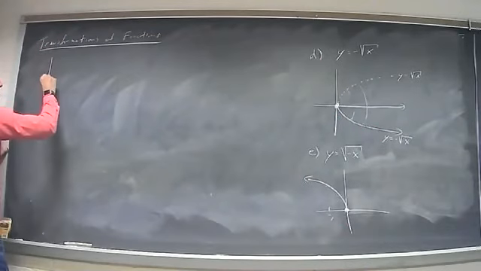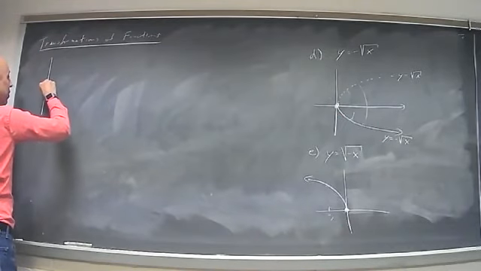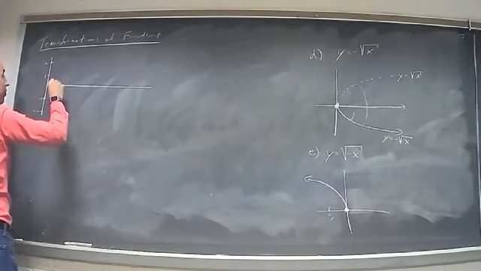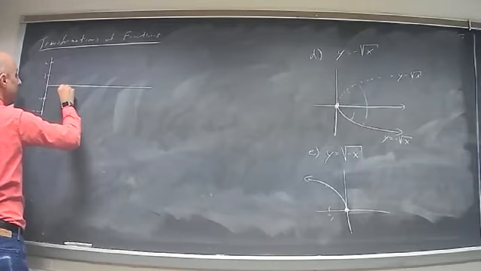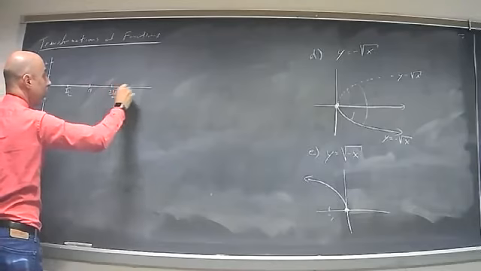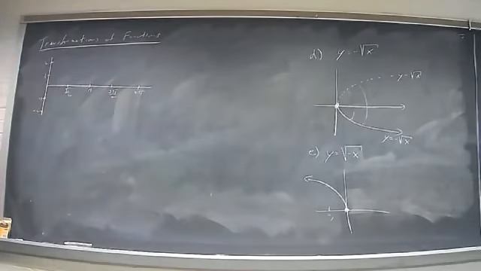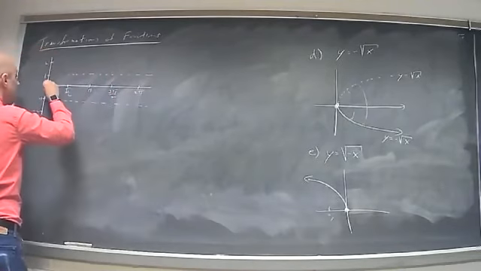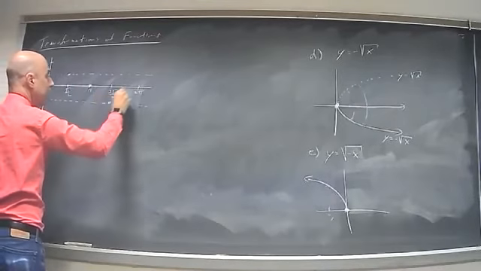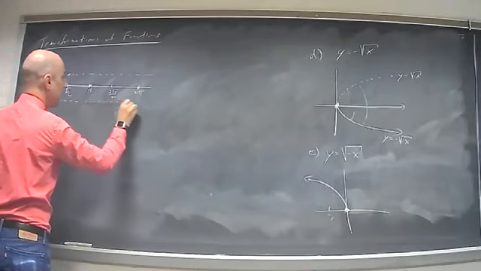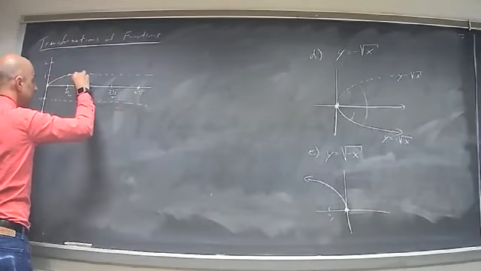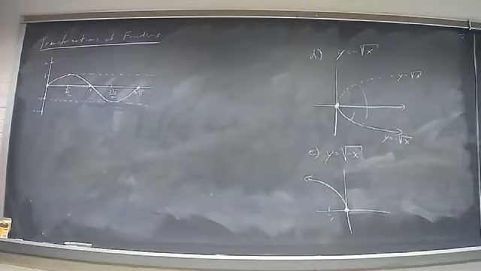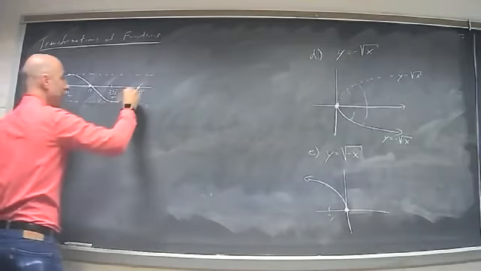I'm going to sketch y equals sine x. Pi over 2, pi, 3 pi over 2, 2 pi. Remember, those are not the only numbers on the number line. Those are just the places where something interesting happens with sine and cosine. The numbers 1, 2, 3 are still there. So here's the curve y equals sine x.